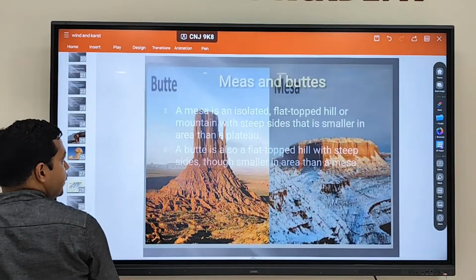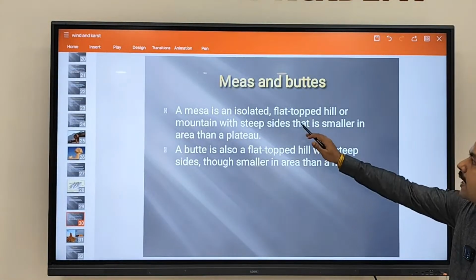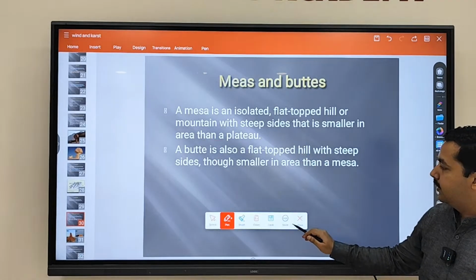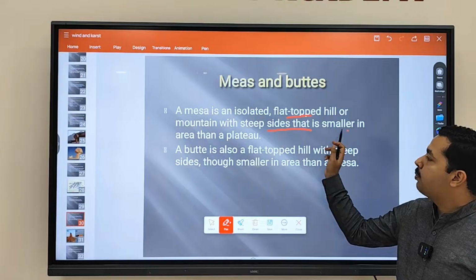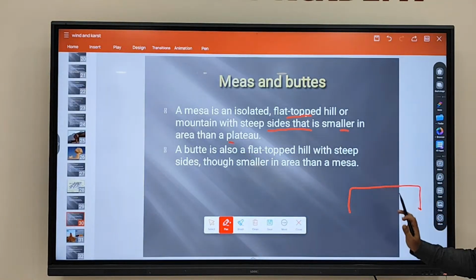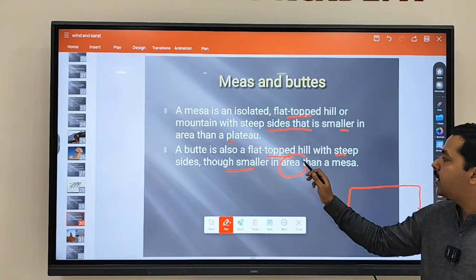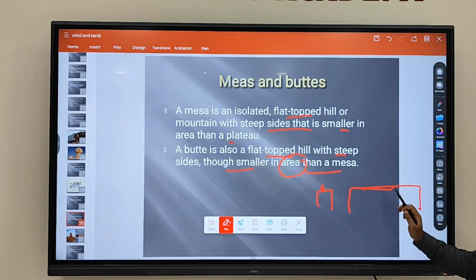So what we have written: a mesa is an isolated flat-top hill or mountain with steep sides. You're going to find a flat top, steep sides, and a smaller area than a plateau. Clear? It is a smaller area than the plateau. A butte is a flat top with steep sides, though smaller in area than a mesa. Clear? So this is a butte, and this is nothing but a mesa.